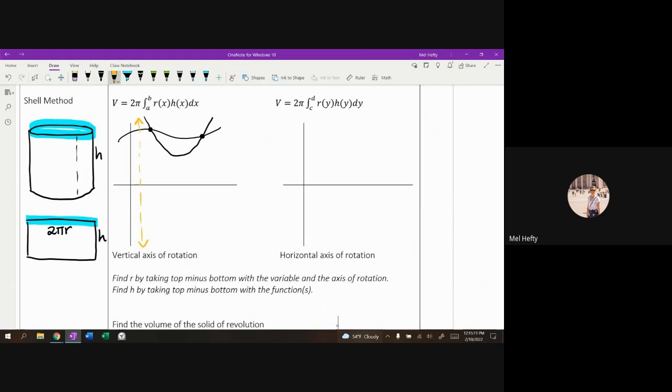All right, so one thing we're going to be concerned with, I'm going to draw a representative shell here. One thing we're going to be concerned with is the height between the two of our functions.